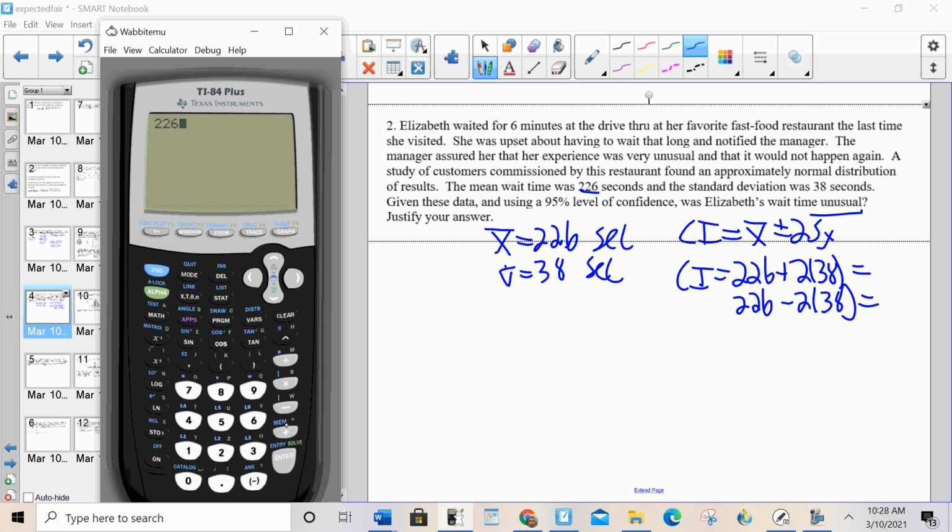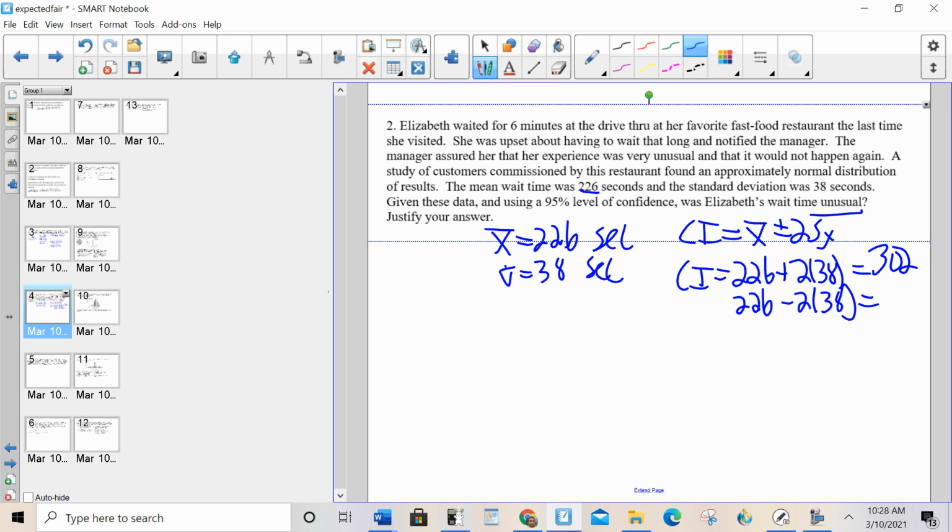226 plus 2 times 38. And then I can copy and paste and do the minus of that. I think it's 150. I've done this question so many times. 150. So I've got 302, I've got 150, so my confidence interval is between 150 and 302, and with any interval, we always go smallest to biggest.